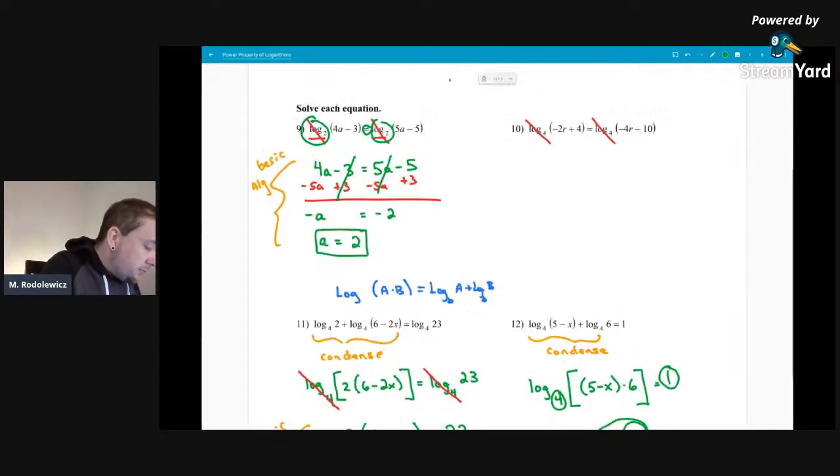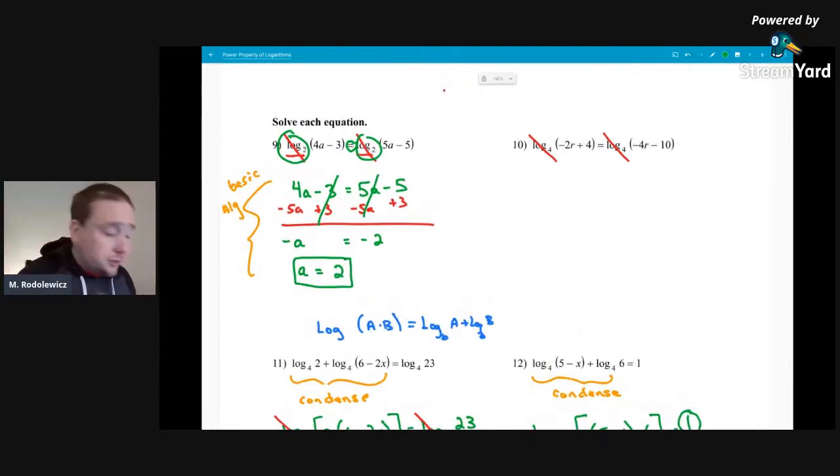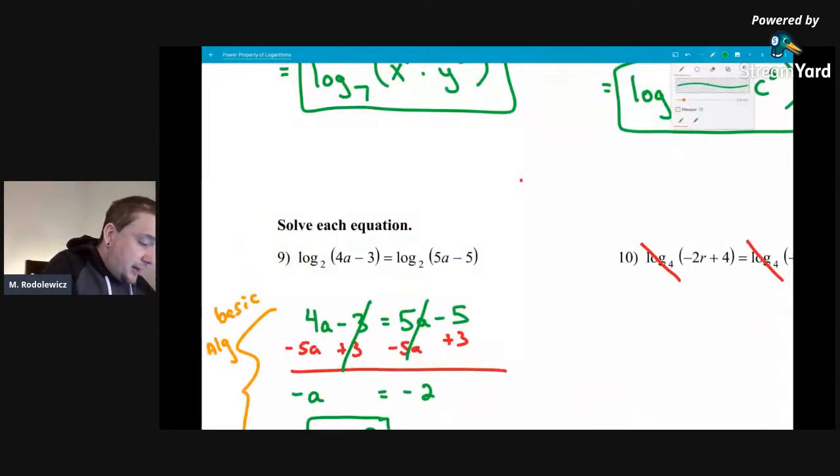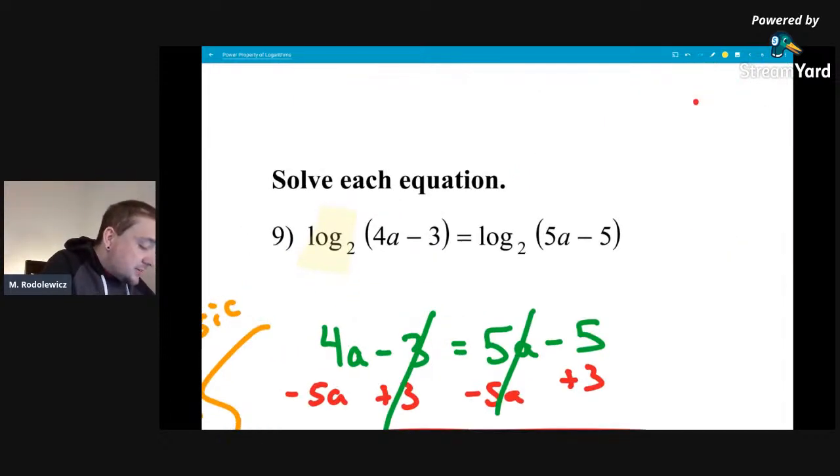Number 9 was the introduction to this. I'm going to clear out all this junk and just use a highlighter. What do I see here? A single log base 2 equal to a single log base 2. So when you have identical logarithms, singular on both sides, cross them out. Legal, that's the way to do it.